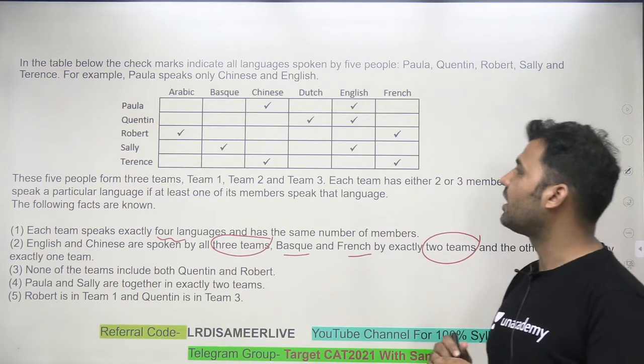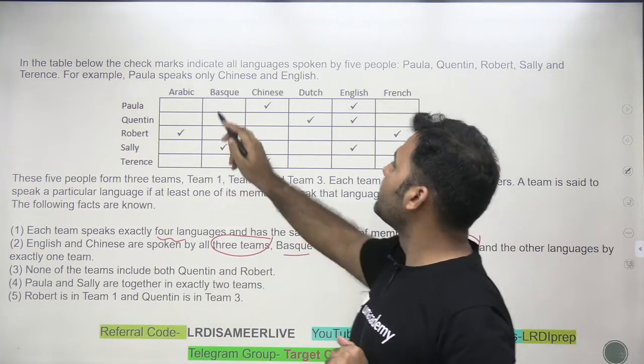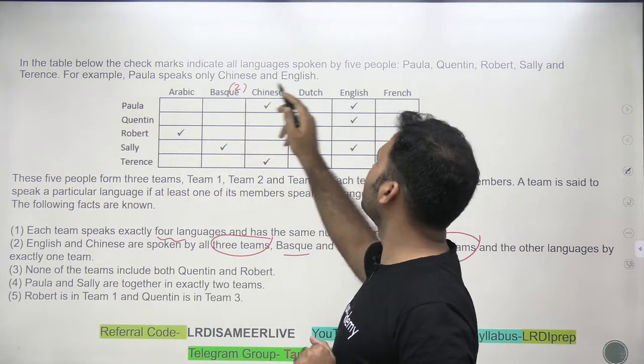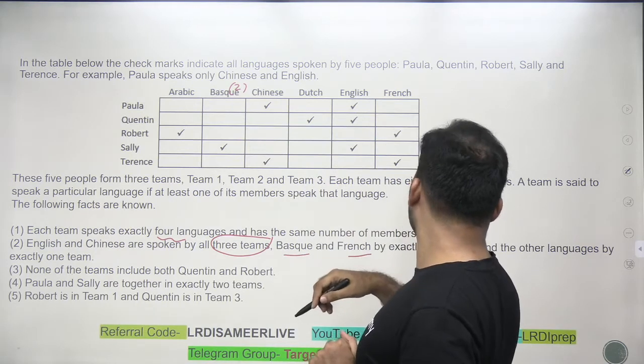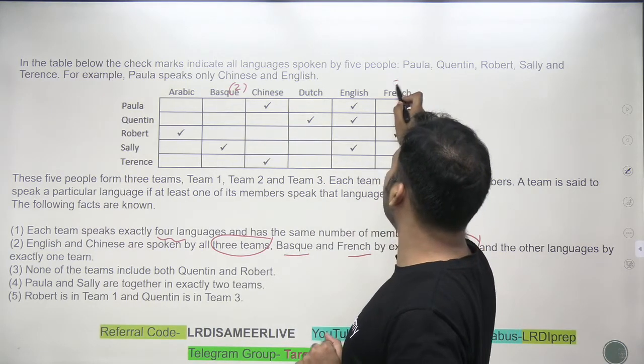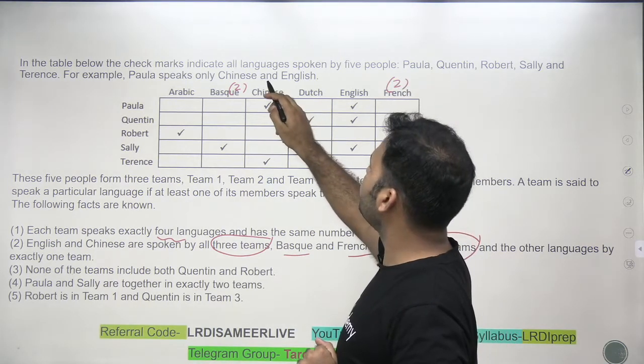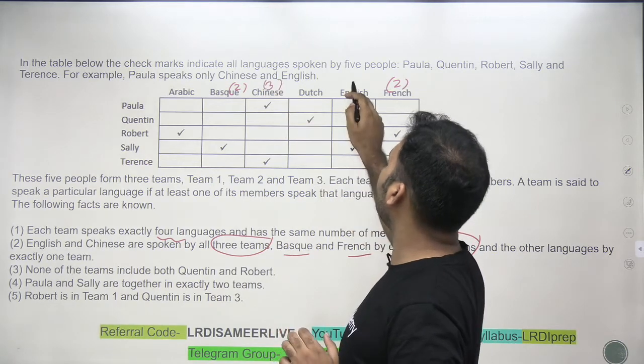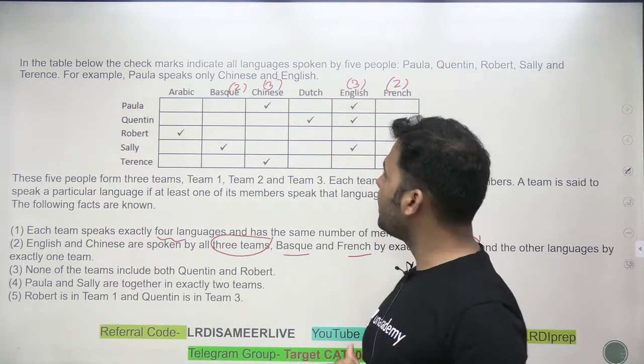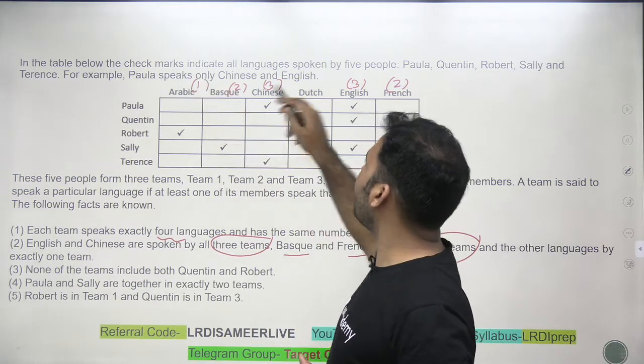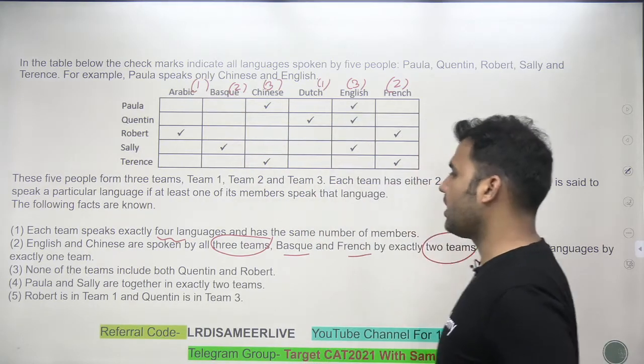Arabic and Dutch should be spoken by one team. So Basque should be spoken by 2 teams, right? And French should also be spoken by 2 teams. Chinese should be spoken by all 3 teams. English should also be spoken by all 3 teams. Arabic should be spoken by 1 team. Dutch should be spoken by 1 team.